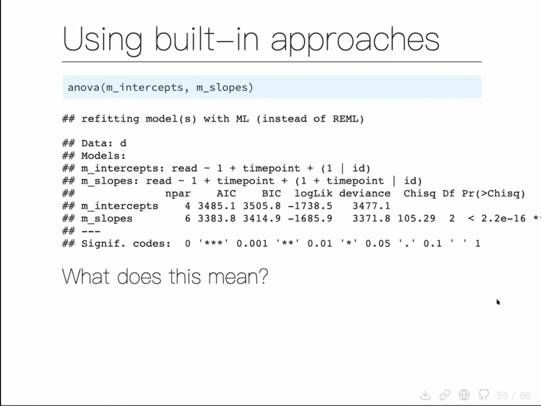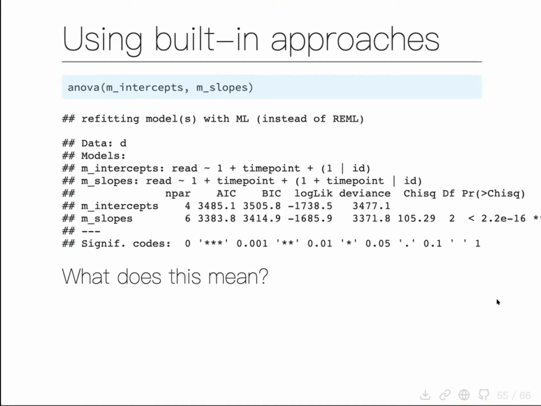Okay, so using the built-in approach, we would just call ANOVA on our two models, and we would get this kind of output. So just looking at this output for a second, how would you interpret this? Which model has the better evidence for fitting the data? The random slopes. Okay, why?